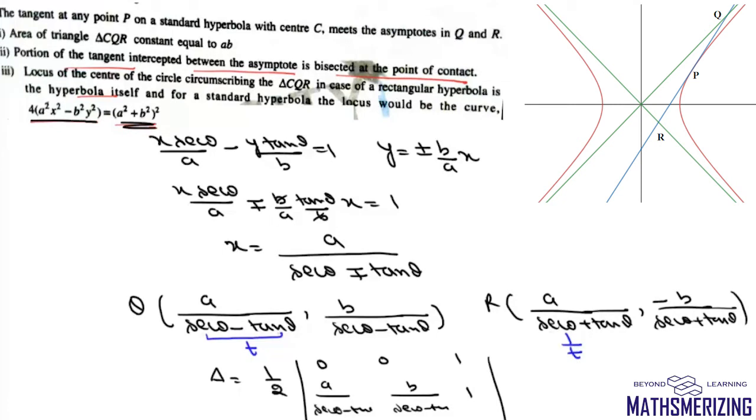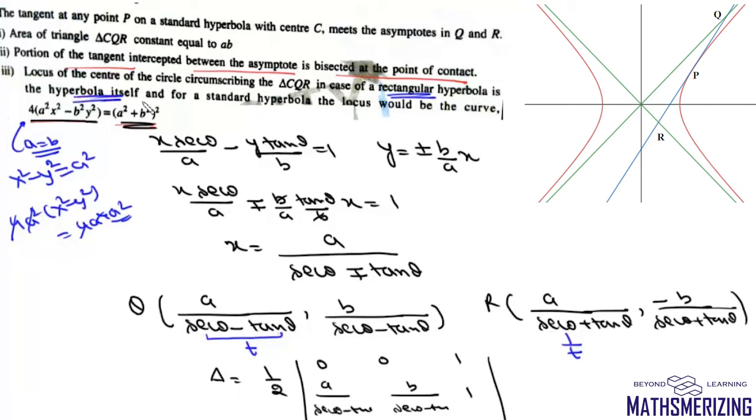Now if it is a rectangular hyperbola, in that case the value of a will be equal to the value of b. We'll get this hyperbola as x square minus y square equals a square, and in the locus, if we put b as a, we get 4 a square times x square minus y square equals 2a square whole square, so it'll be 4a to the power 4. So 4 and 4 will cancel, and this is a square. Then in that case, it'll be the rectangular hyperbola itself.